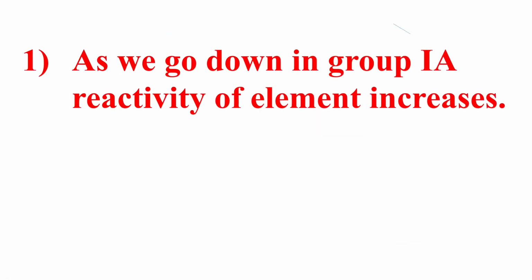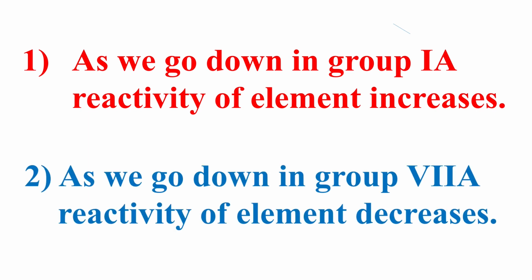As we go down in group 1A, reactivity of elements increases because all of them are metals except hydrogen. Hydrogen behaves as a metal. As we go down in group 7A, reactivity of elements decreases because they are non-metals, and in case of non-metals they have to gain electrons and atomic radius is increasing. That's why their reactivity decreases. Okay, this much for today.